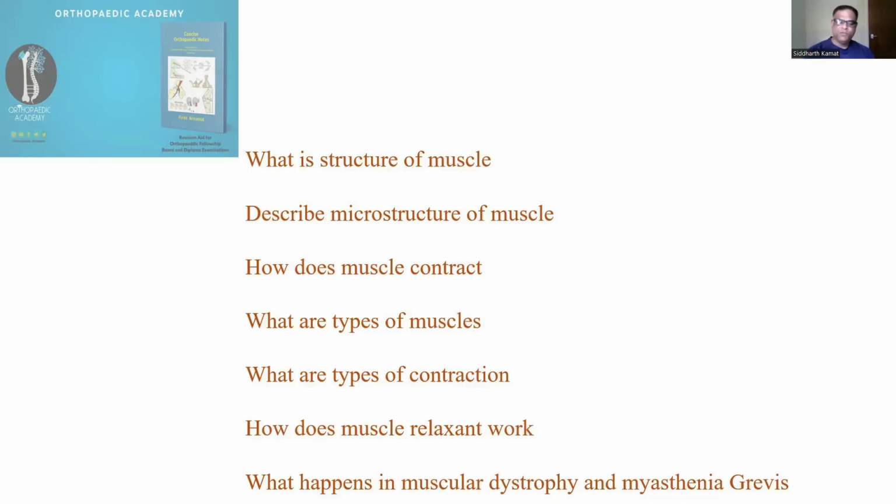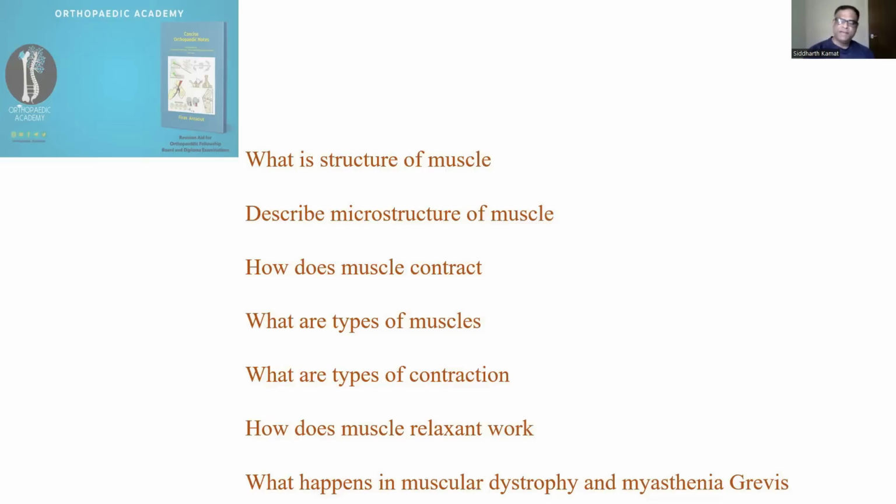Next applied question is what happens in muscular dystrophy or myasthenia gravis. In muscular dystrophy like Duchenne's type, there is absence of dystrophin protein, which is a structural protein which connects actin to the lamina of the cell membrane. Because there is no support, muscle cannot contract that efficiently and slowly fatigues and gets paralyzed over the years.